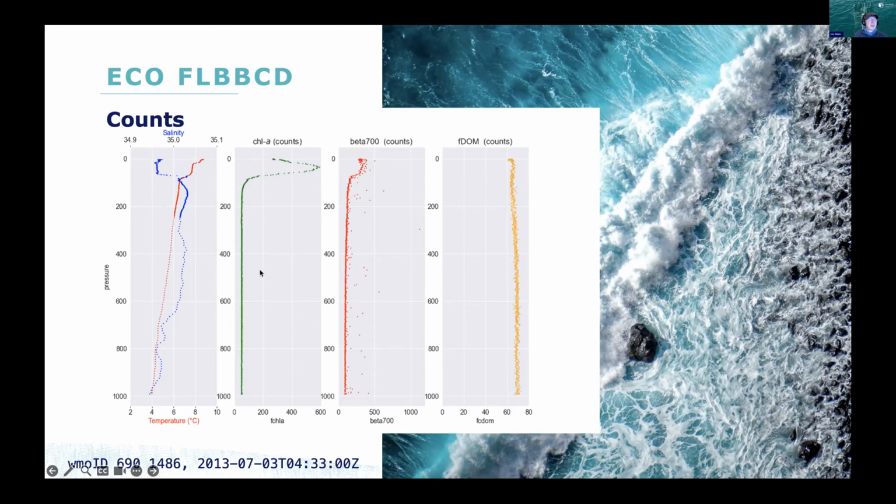Now in chlorophyll A, we're just looking at the counts. So we have, in this case, 0 to about 600 counts. In the case of backscattering, we have somewhere between 0 and 250 for the main part, but you can see these little spikes, some of which are many times the baseline over here. And we'll talk about why that is in a moment. And then for fluorescent dissolved organic material, we don't see a lot of variation, but there are some. And there are several biogeochemical explanations for that.